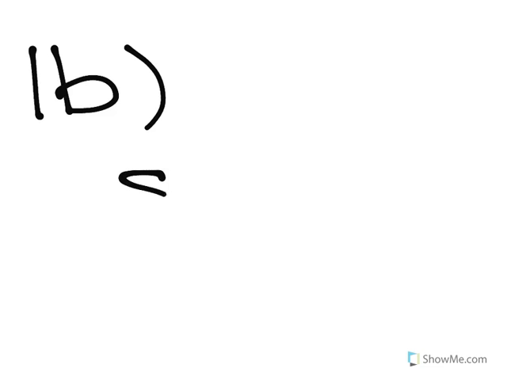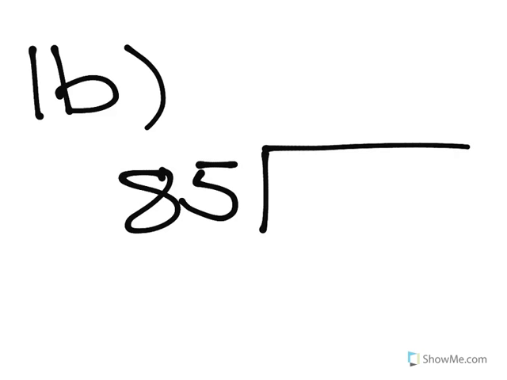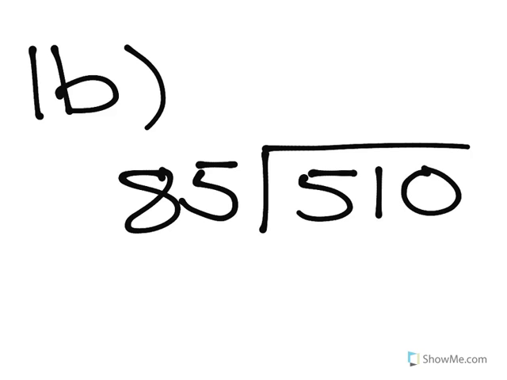Okay, I'm going to help you with some of your problems today. The problems that I said I would help you with on the blog is problem 1B. So 1B looks like this. It says 85 as my divisor and 510 as my dividend.